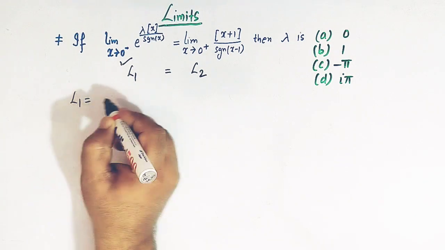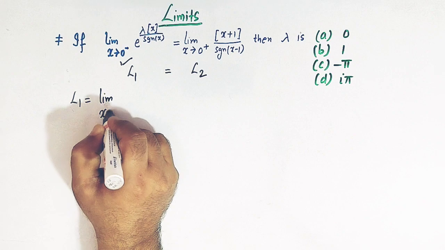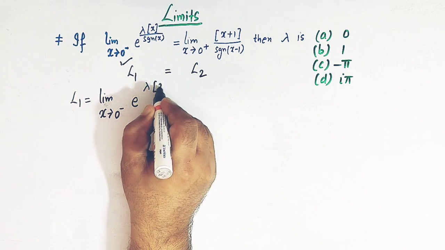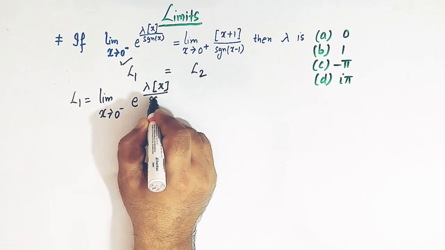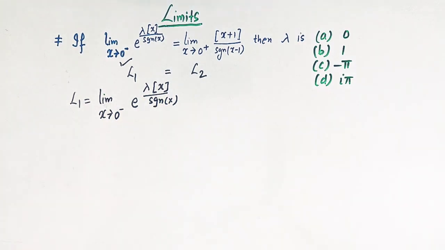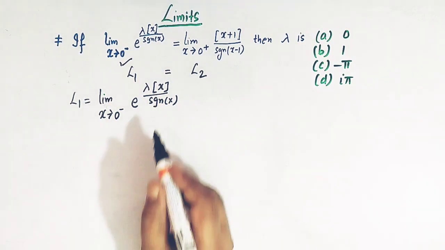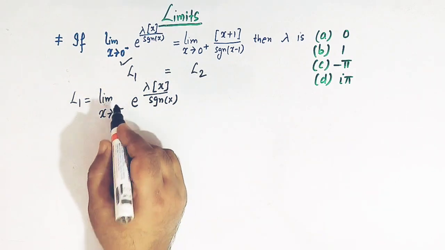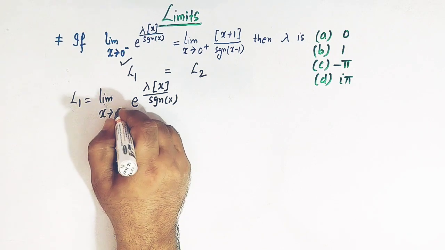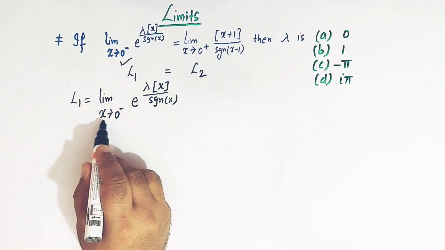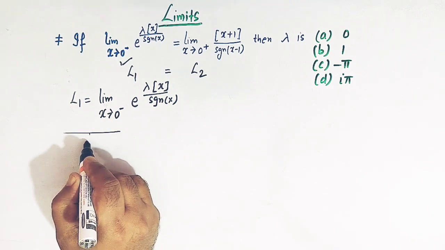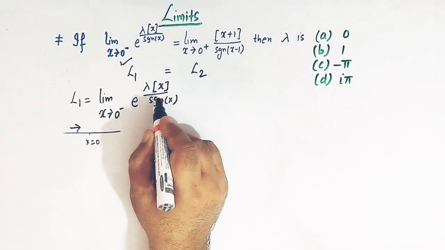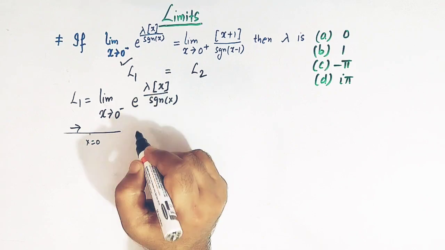Now L1 is given as the limit as x tends to 0 minus of e raised to lambda times greatest integer of x divided by signum of x. Here we have to find the left hand limit of this function, because this negative sign shows that we have to approach x is equal to 0 from the left of x is equal to 0. And moreover, here we are given the signum function and greatest integer function.